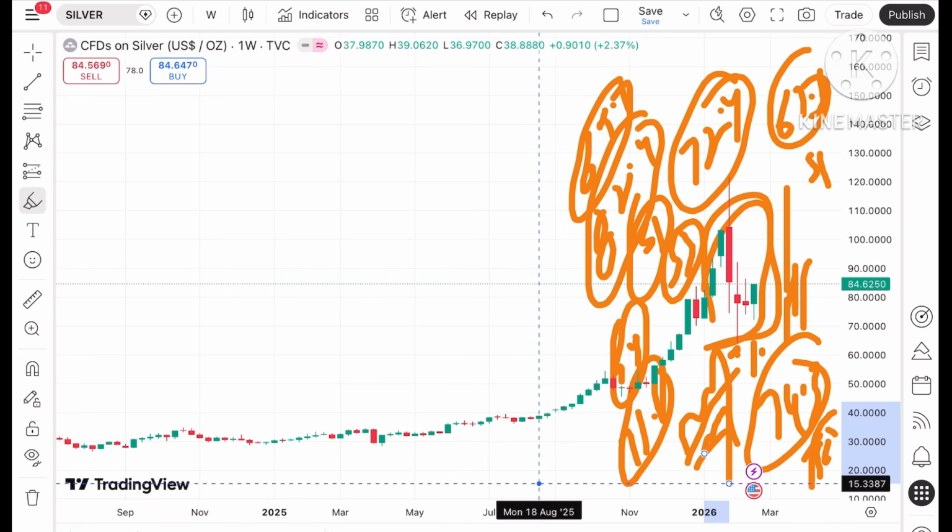Okay, there will be events, so we can see there can be volatility in the price of silver, and as we have seen the Iran news is coming, so we can see there can be a rise in the price of silver.